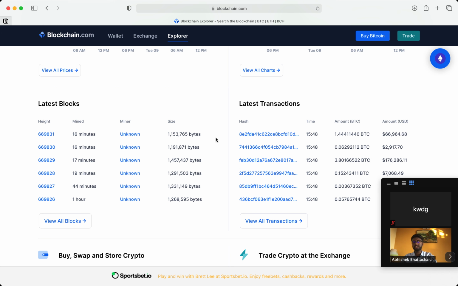The size is just the size of that particular block. It totally depends on the number of transactions. If there are 15 transactions, the size would be different. If there are 8 transactions, the size would be different. There is a technical concept attached to this. People wanted to increase the size of this particular Bitcoin block, and hard forks have happened regarding that.